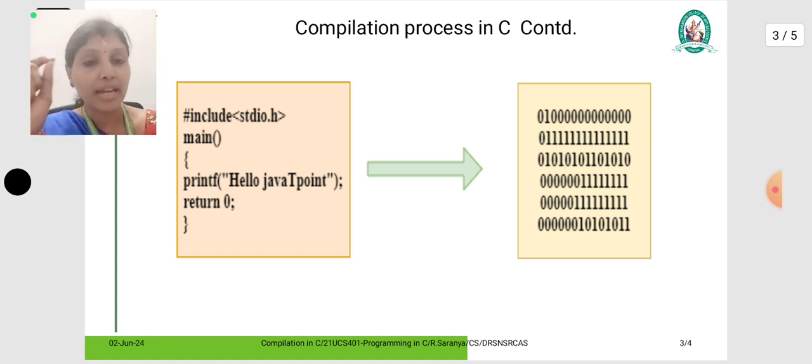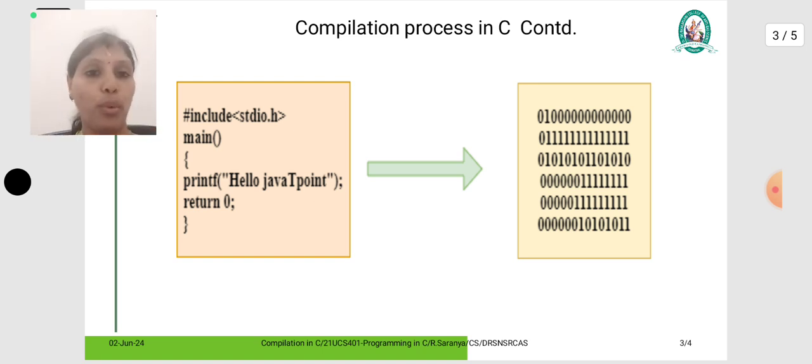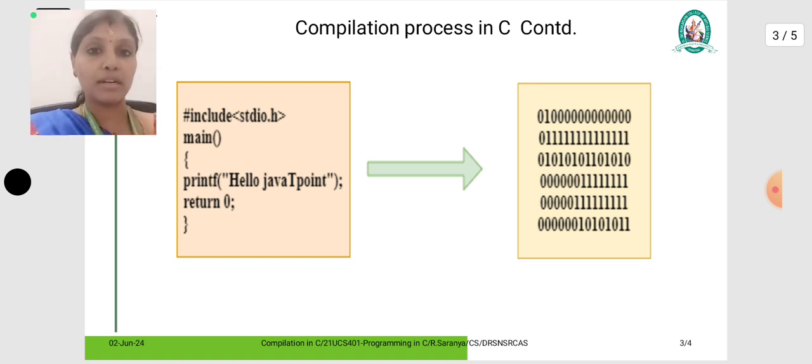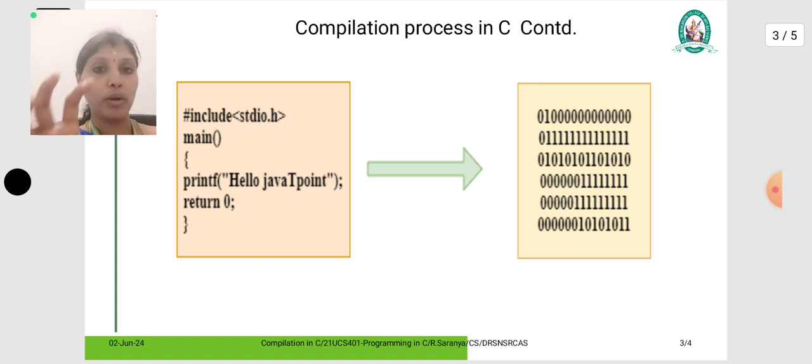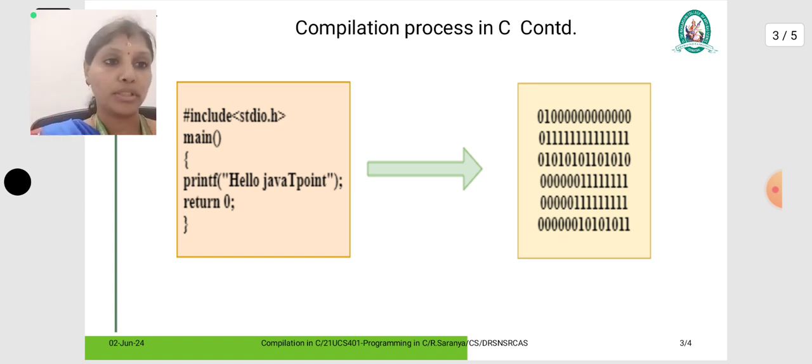This picture clearly shows the compilation process. First, we design a code in C programming with the help of the standard input output library functions, which is the preprocessor. After that, within a main function, we start the process in order to execute the code. At least one main function is mandatory in C programming. That program is the source code, and we convert it into machine code, which is binary values, zeros and ones. So this is the process of compilation in C programming.